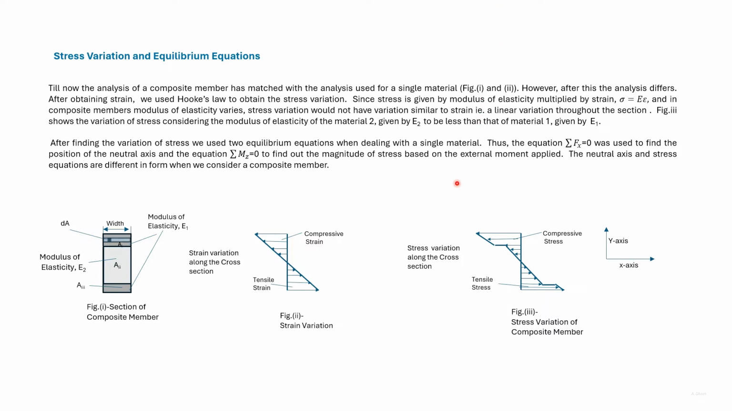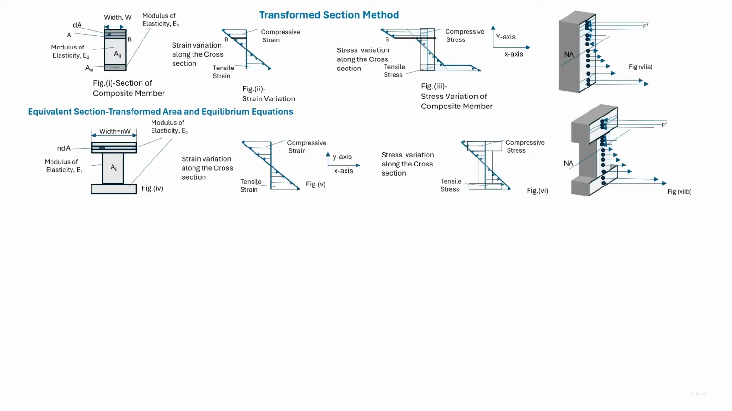After this, for a beam made of a single material, we use the equation summation Fx is equal to 0 to find the position of the neutral axis, and the equation summation Mz is equal to 0 to obtain the flexure formula. We can use two different procedures, the transformed section method and the formulation procedure, to find the position of the neutral axis and the variation of stress in a composite member.